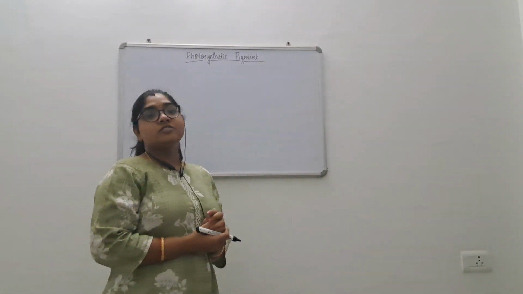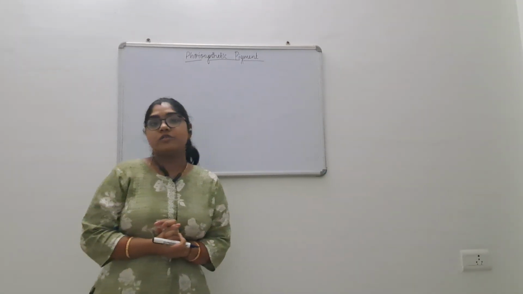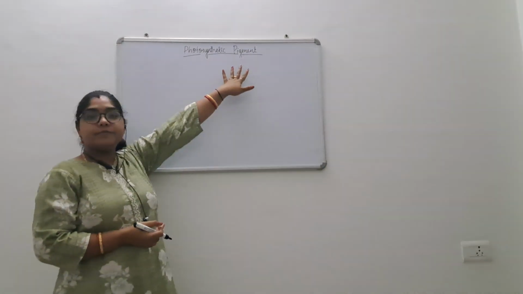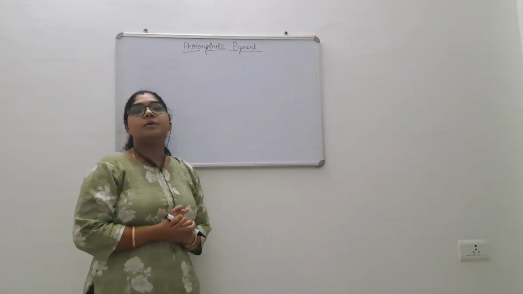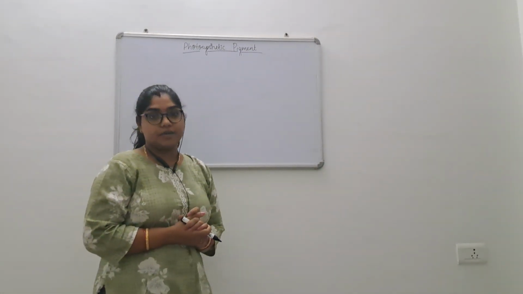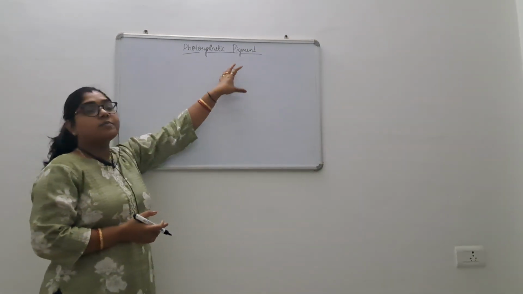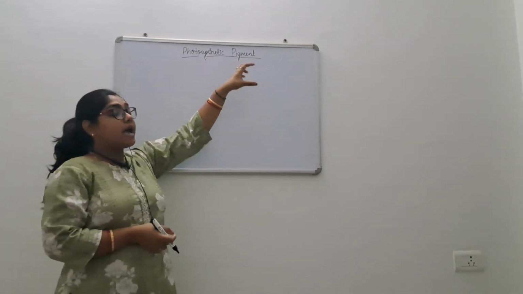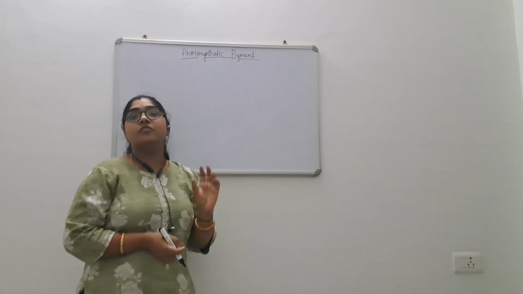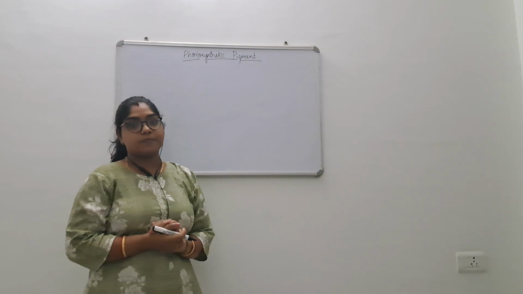Hello everyone. So today we are going to discuss photosynthetic pigment. Just by looking at this word, photosynthetic pigment, we can have a basic idea about what it can be. These pigments are mostly found in photosynthetic organisms and they capture the sunlight required for the photosynthesis process.